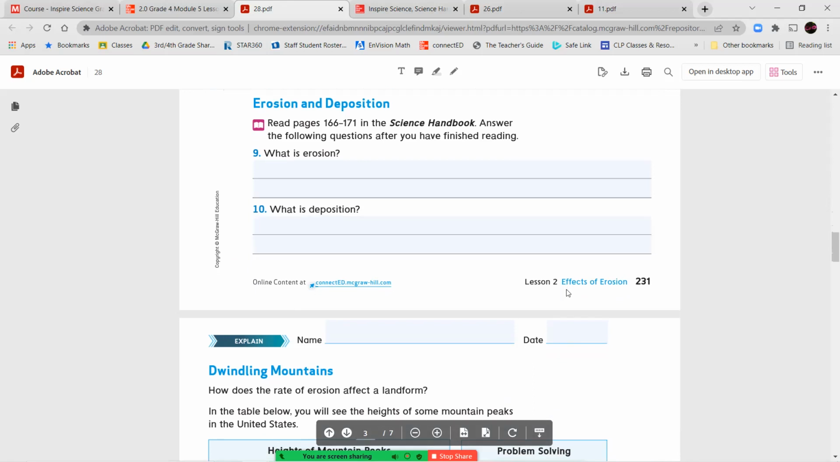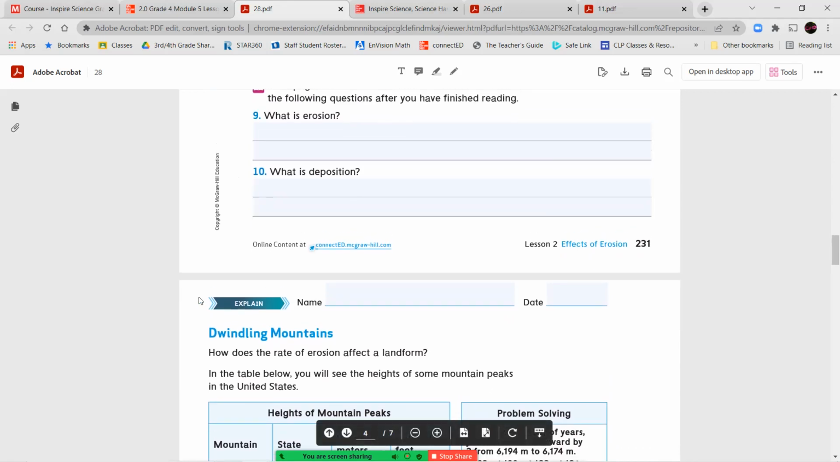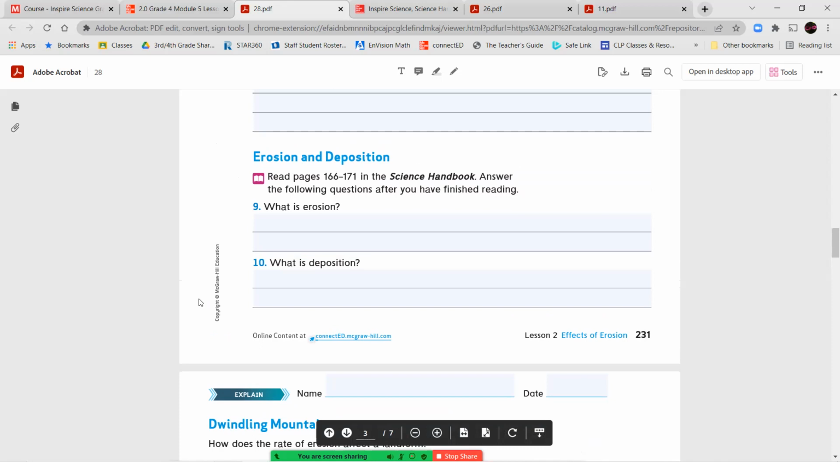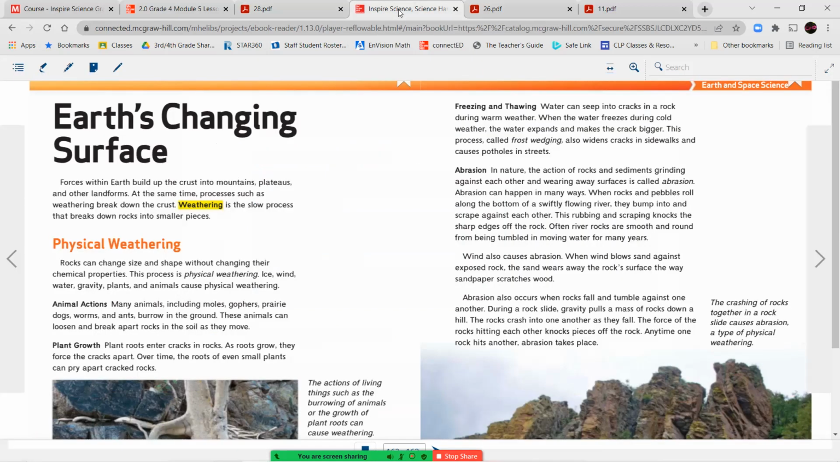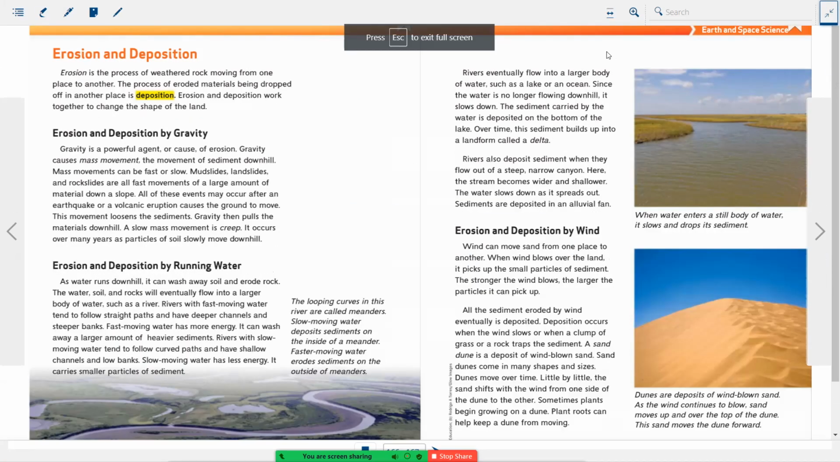Then we're going to hop back into our textbook one more time, and we're going to read pages 166 to 171. And we're going to answer these questions. What is erosion and what is deposition before we jump into our next page? Erosion and deposition. Erosion is the process of weathered rock moving from one place to another. The process of eroded materials being dropped off in another place is called deposition. Erosion and deposition work together to change the shape of the land.